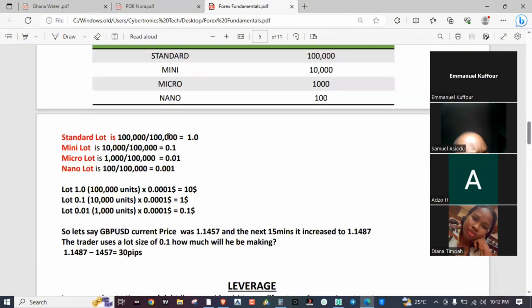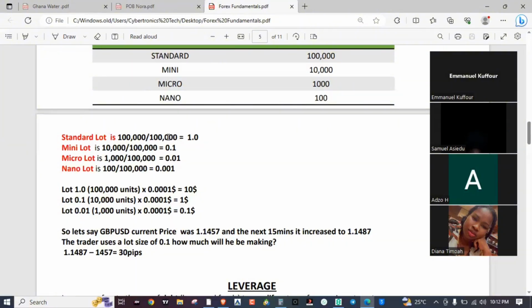So maybe you go somewhere and say, okay, I'm buying nano lot size, so they'll give you 100 units. I want micro lot size, they'll give you 1,000 units, and mini lot size they give you the corresponding amount. But you can't go below this, because this is what they have right now, depending on the broker you're going to use. Some brokers offer only standard lot size, mini lot size, and micro lot size. A few of them are now offering nano, and that is even happening currently.